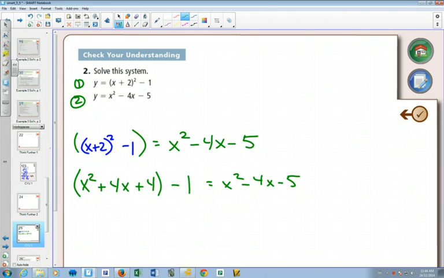What can we do? Get 0 on one side. So are you okay if I subtract x squared plus 4x and add 5 to both sides? So what happens now? I'm going to get 0 x squareds. I'm going to get 8x plus 5 plus 4 is 9, minus 1, minus 8 equals 0. I don't even have a parabola anymore. Now what should I do?